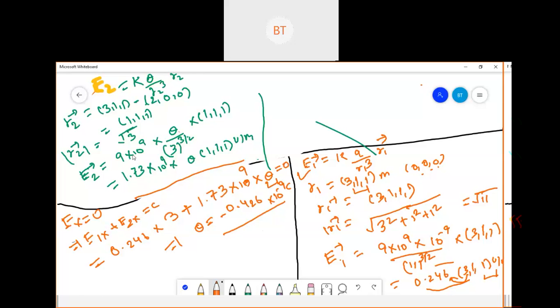So you just needed to calculate E1. After that, you need to calculate E2. And in the problem itself, it was given that the value of X component is 0. So if the value of Ex is 0, we needed to put E1x plus E2x equal to 0. What I have done here is I have taken only the X component for this 0.246, and for this I have taken only the X component. You need to substitute these values and you will get the value of Q.